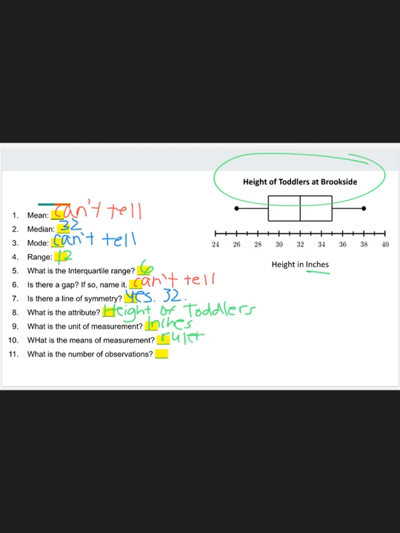And then what is the number of observations? Again, on a box plot, we do not know specific numbers or how many data points of each we have. So that last one would be can't tell.